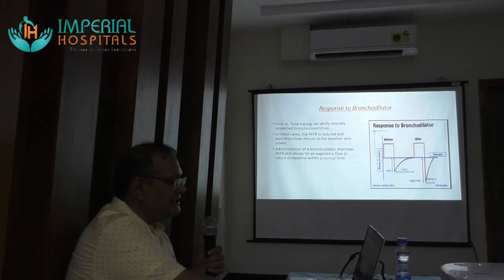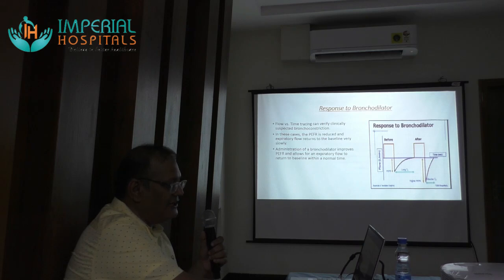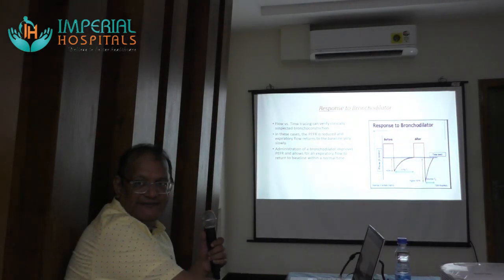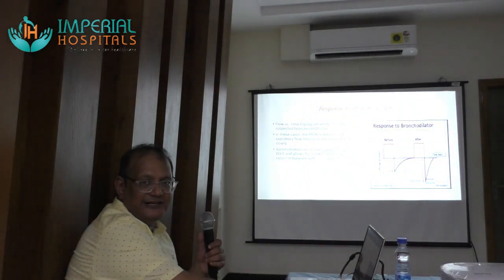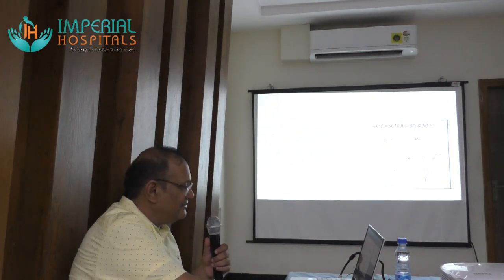Another thing you can see in the flow time graph is response to bronchodilators. So once you have given bronchodilators, you will notice that the peak expiratory flow rate will increase and the expiratory time will decrease, right? If it is effective. If you have given a bronchodilator and these changes are not seen, that means the bronchodilator is not effective, right?